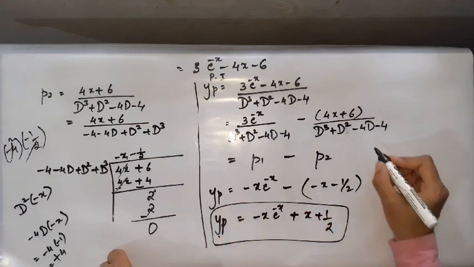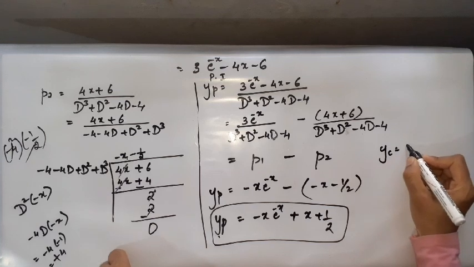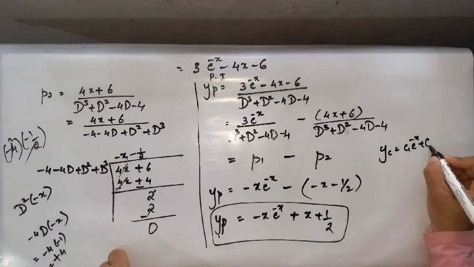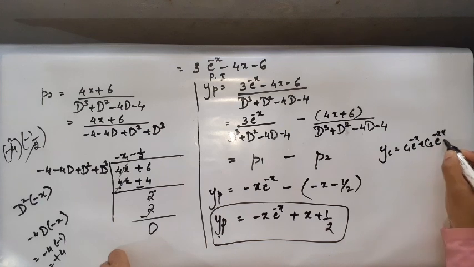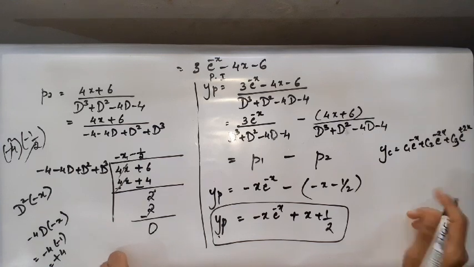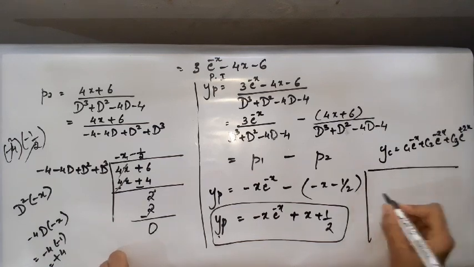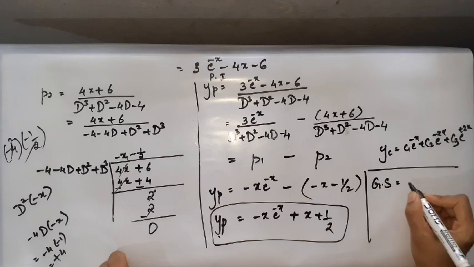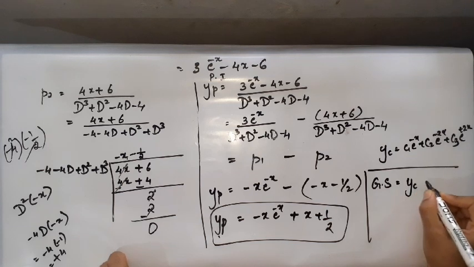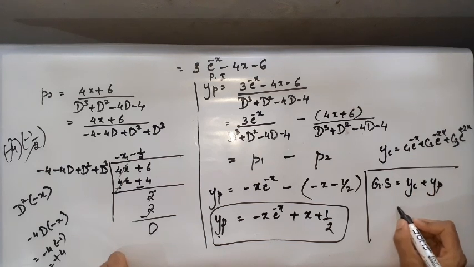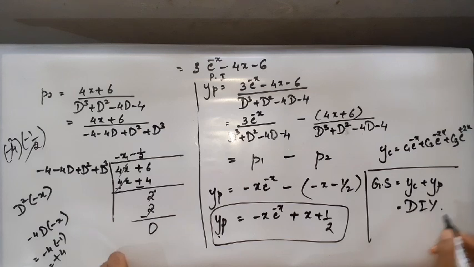Yc we had already solved. Yc was c1 e to power minus x plus c2 into e to power minus 2x plus c3 into e to power plus 2x. This was your yc. So the general solution, I'll continue it here only. Your general solution was yc plus yp. So I think you can do it yourself. So DIY here. Just substitute the values for yc and yp and rewrite your answer.